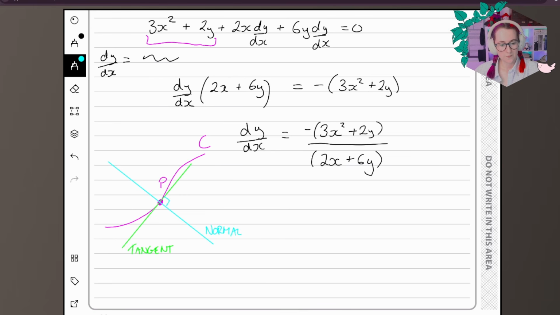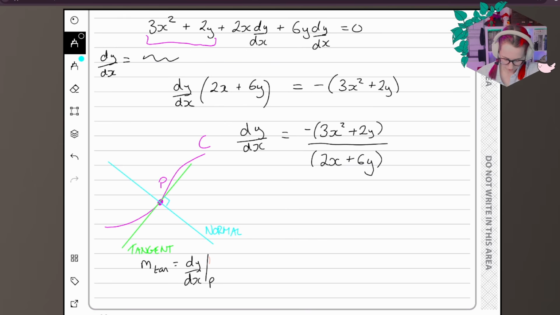So our normal is 90 degrees away from our tangent, which means that if this has a gradient tan, which is the same as dy/dx at P of this function, then the gradient of the normal is minus 1 over tan. Yeah, so negative reciprocal in this case. Reciprocal means 1 over, negative, subtract it. So what do we need? This is then minus 1 over dy/dx at P.